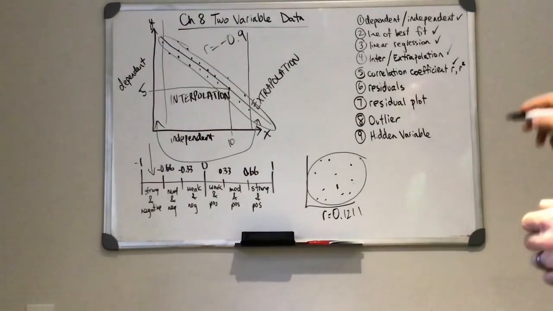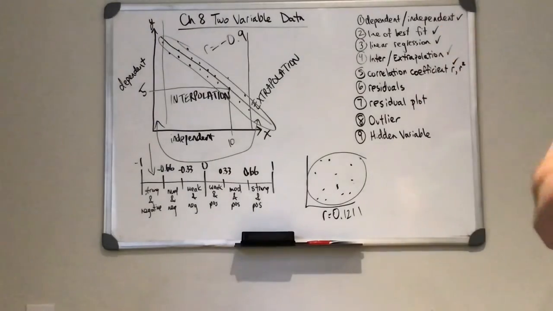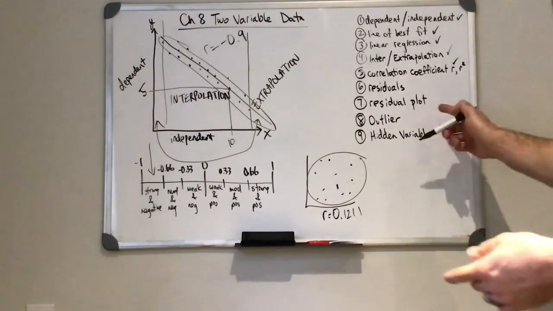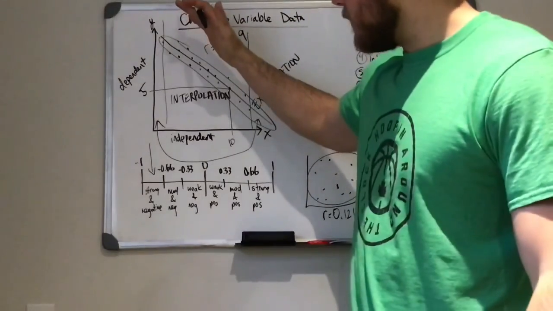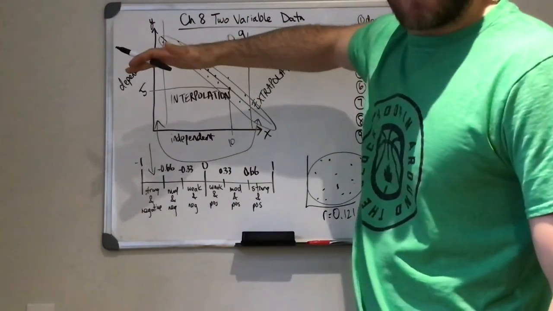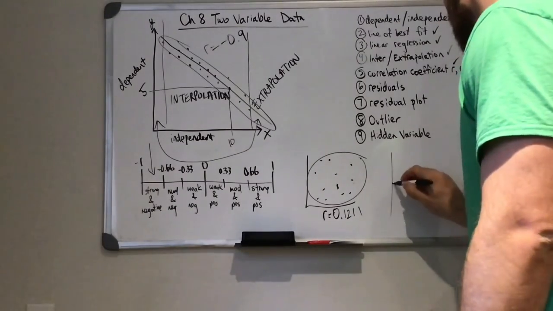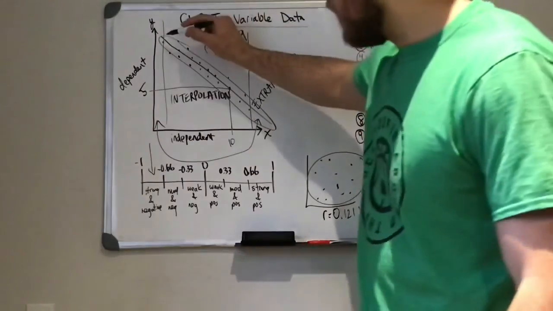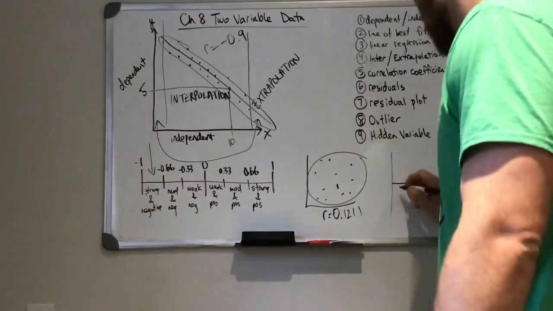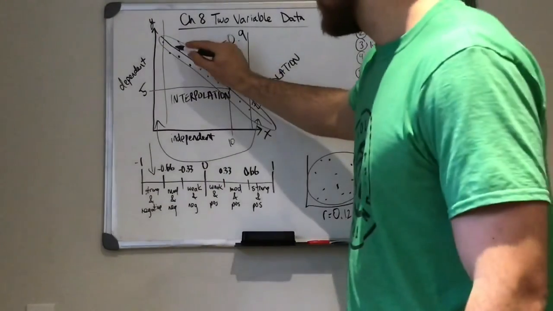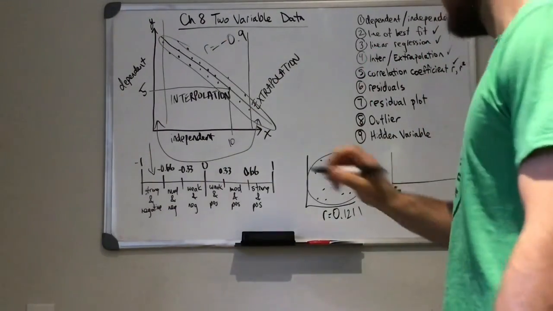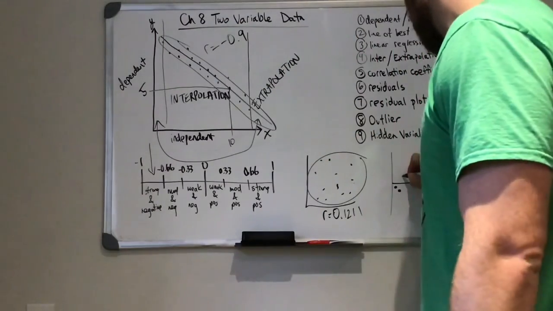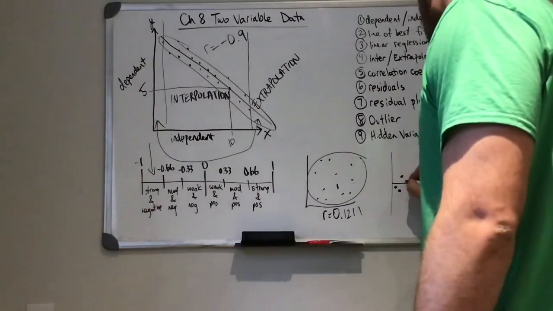Residuals. A residual is the vertical distance between the point and the line of best fit. A residual plot is essentially taking your line of best fit and turning it into a horizontal line. If I drew a residual plot here, this is our line of best fit. My first point is a little bit below, so it would be here. Our next point is a little bit more below. Our next point was here. Our next point was really close.